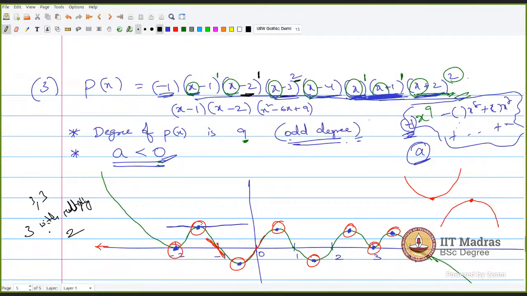So how do you translate it to the graph? If your root has odd multiplicity, at that particular root the graph should cut and go to the other side. Like this: 0, 1, minus 1, 2. All these have odd multiplicity, which is 1. If it is even, it has to stay on the same side. It bounces back and stays on the same side.